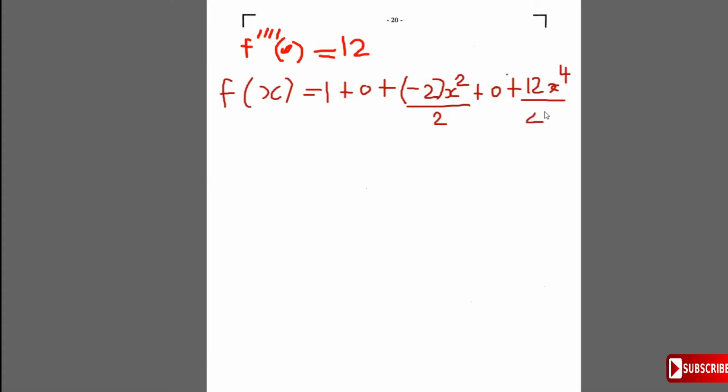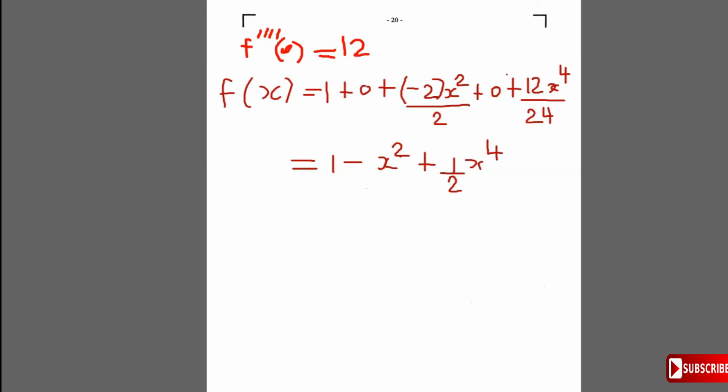4 factorial is 24. So in other words, what we're getting is f of x is 1. This minus 2 cancels the 2, so you get 1 minus x squared plus a half x to the 4. Nice, so this is what we get.